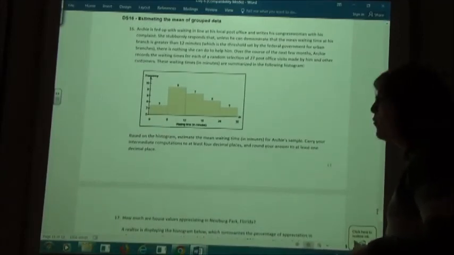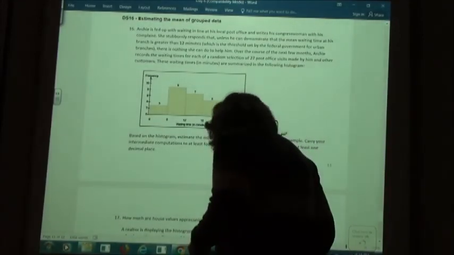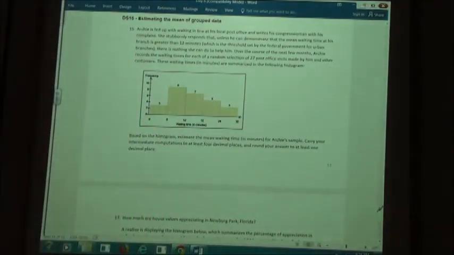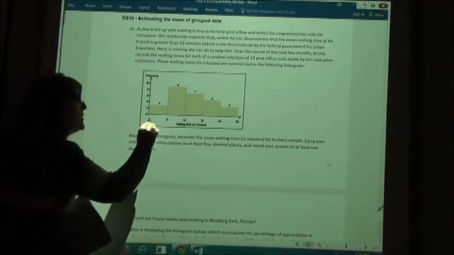Estimating the mean of grouped data. So when we estimate the mean of grouped data, basically we're going to find the midpoints of each of the bars of our histogram. And then we're going to do it like we did the weighted mean. So first thing I'm going to do is find my midpoints.